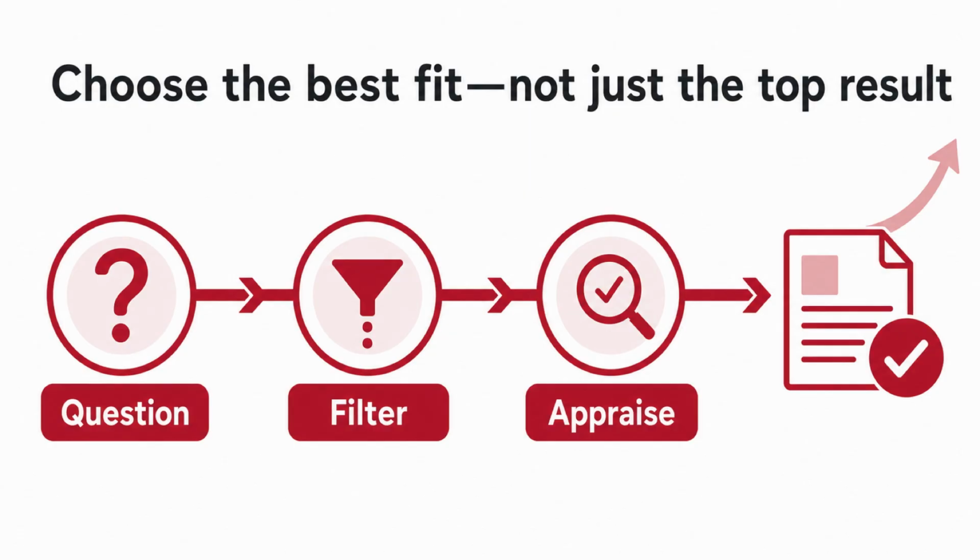Here's a simple workflow you can use every time. Define your clinical question, filter for the most appropriate study designs, and then appraise the articles that remain. Don't select an article simply because it appears first, is the most recent, or has an impressive label. Instead, choose the study that best fits your question. Then, examine its methods and consider its limitations. That's how you turn a PubMed search into an evidence-informed decision.